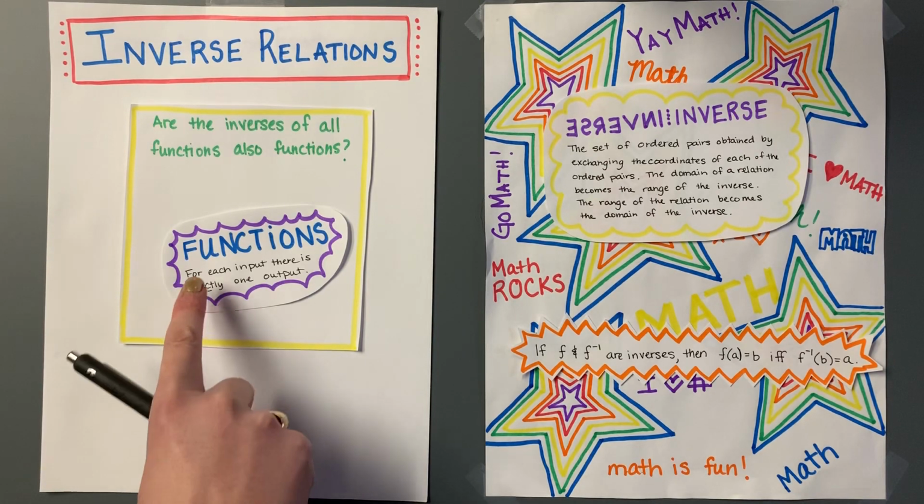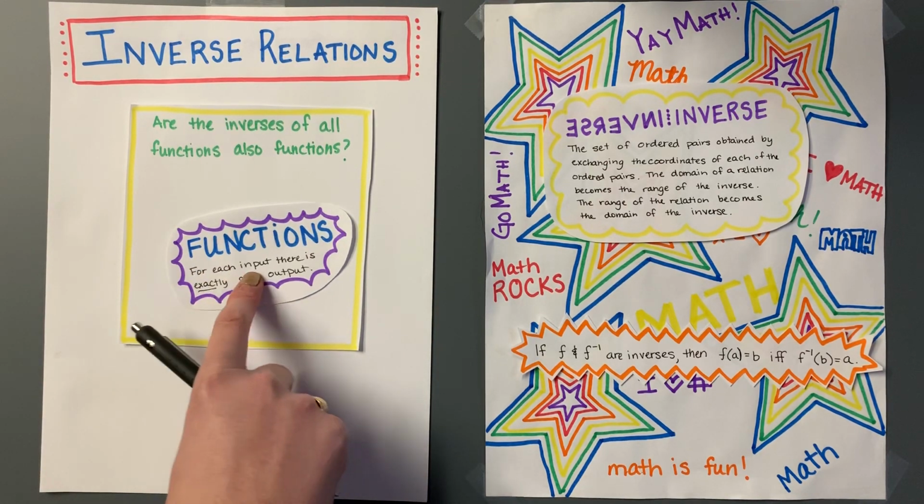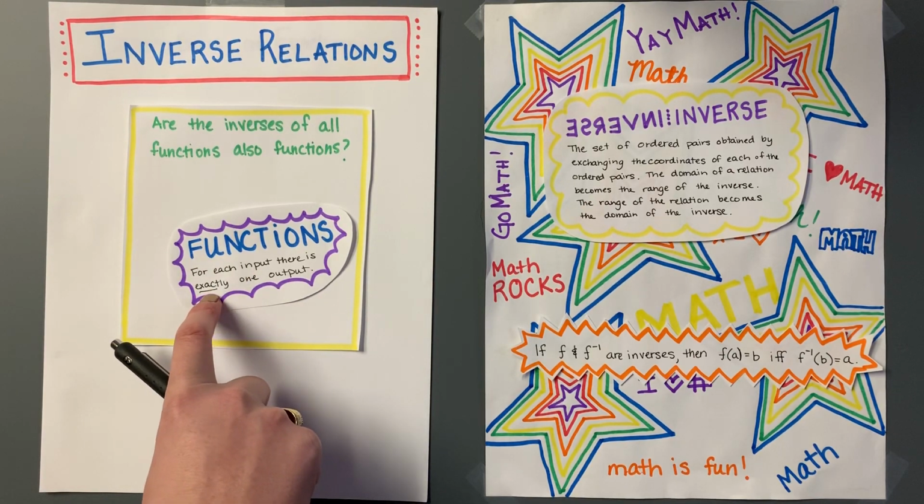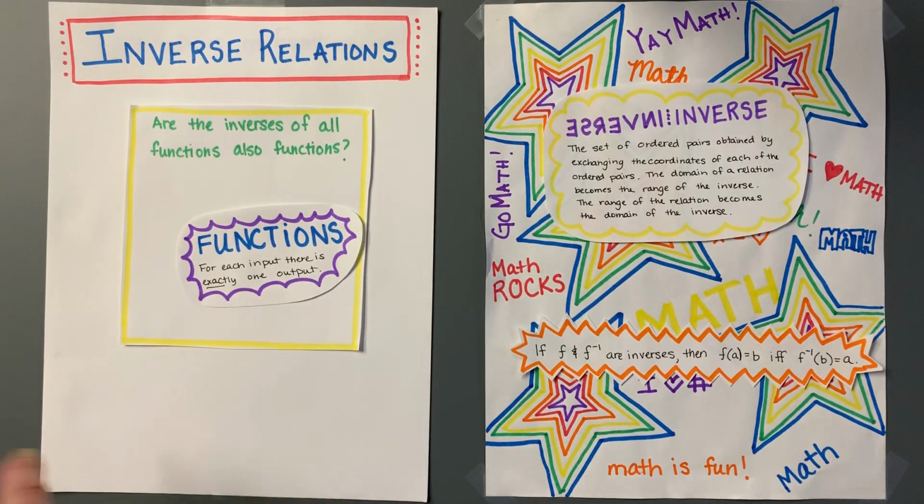A function is a relation for which for each input there is exactly one output. So this means every x value that goes into the function has exactly one output, or y, that comes out of the function. This means you couldn't have the ordered pair (2, 3) and (2, 4).